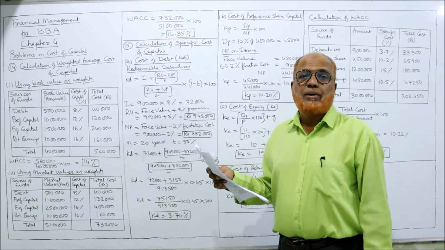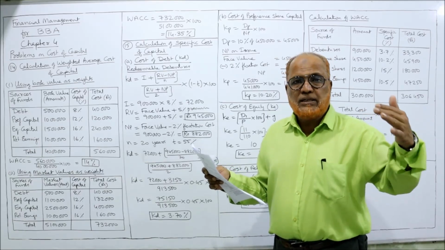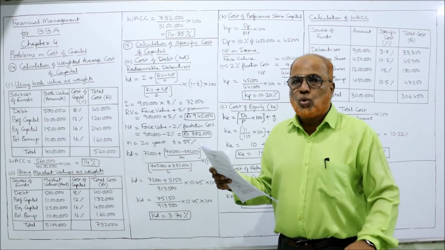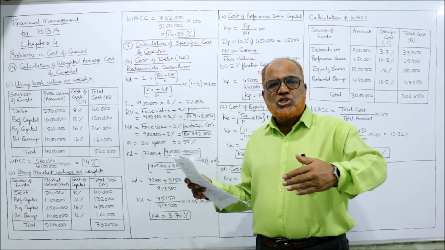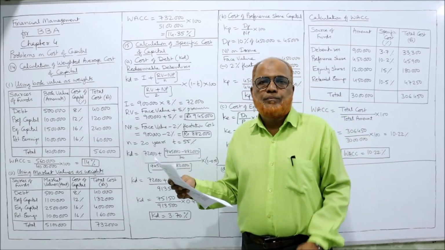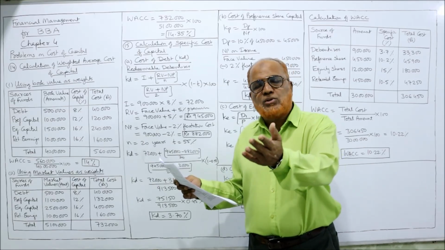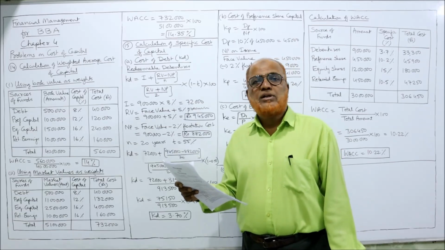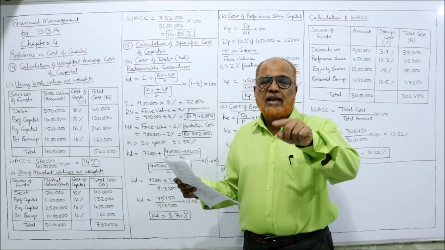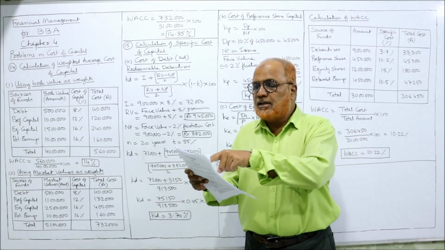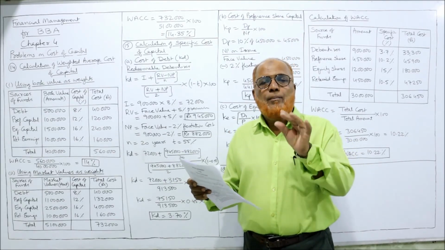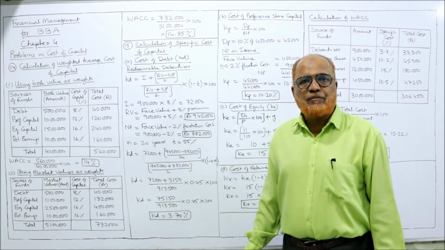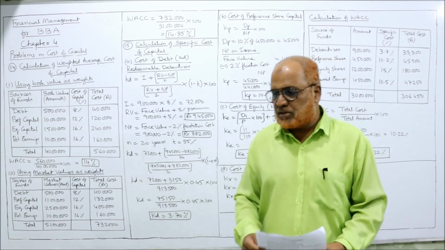Redeemable at 5% premium. That means after 20 years, the company will redeem the debentures at 5% premium. Sold at par. That means while issuing the debentures, it was issued at par value. 2,500 rupees debenture, 2,500 only it was issued. No premium, no discount. And 2% flotation cost. So while calculating NP, net proceeds on issue, deduct 2% flotation cost. By using this information, we can calculate KD, cost of preference capital, redeemable debentures.